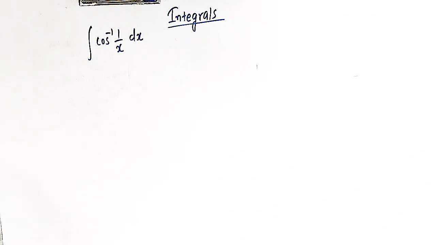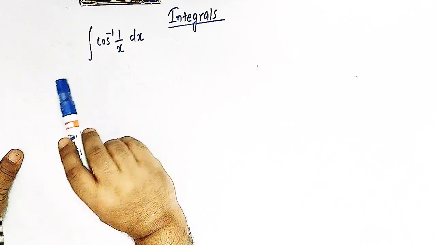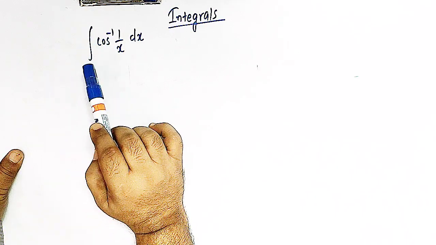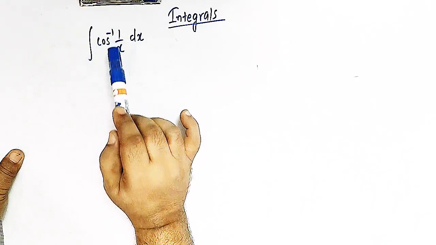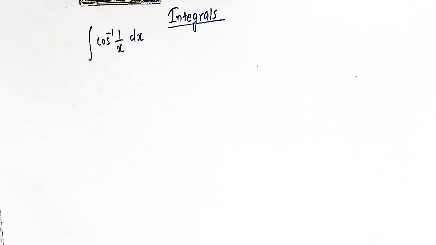Hello viewers, in today's session we are going to discuss another important problem from indefinite integrals. In this class we are going to evaluate the indefinite integral of the function cosine inverse of 1 over x. To evaluate this integral, we'll make use of two important concepts. The first one is the integration by substitution method, and then we'll apply the concept of integration by parts.